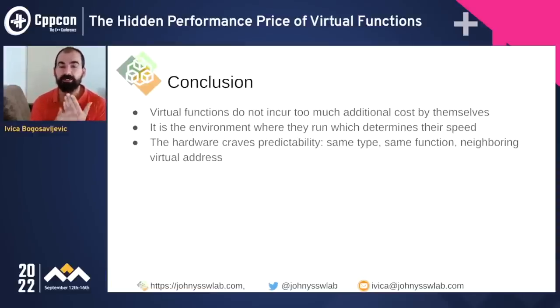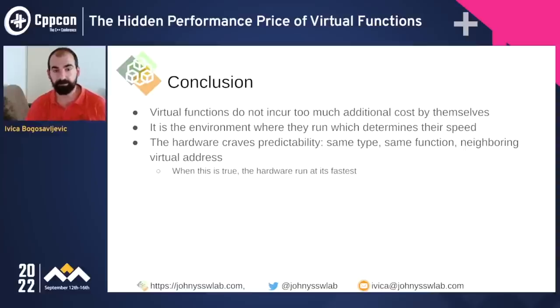What hardware craves is predictability. You have same type, same function, neighboring virtual address. If you have that, you will have good performance. And virtual functions, because of the flexibility they offer, allow you different types, different implementations, so different functions, and with pointers, you have non-neighboring virtual addresses. So when you have predictability, hardware runs at its fastest, but it's not easy to achieve this with casual usage of virtual functions.